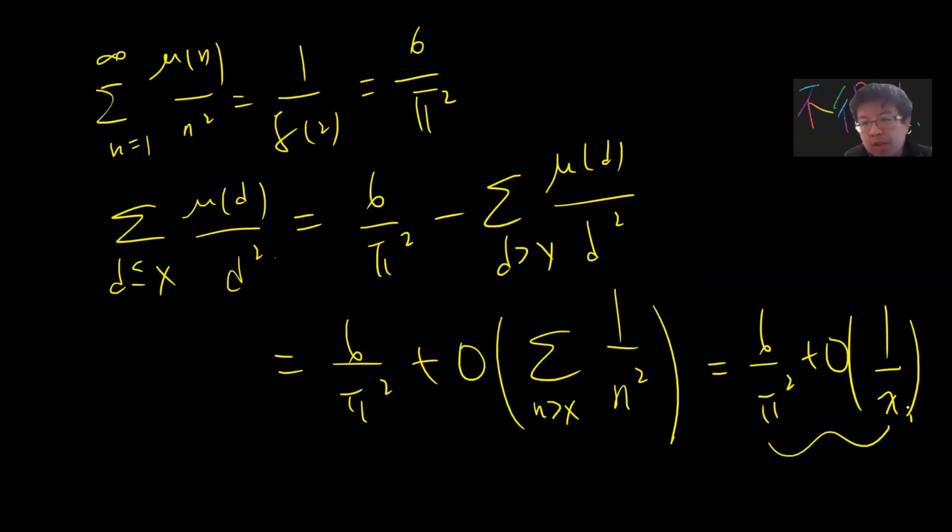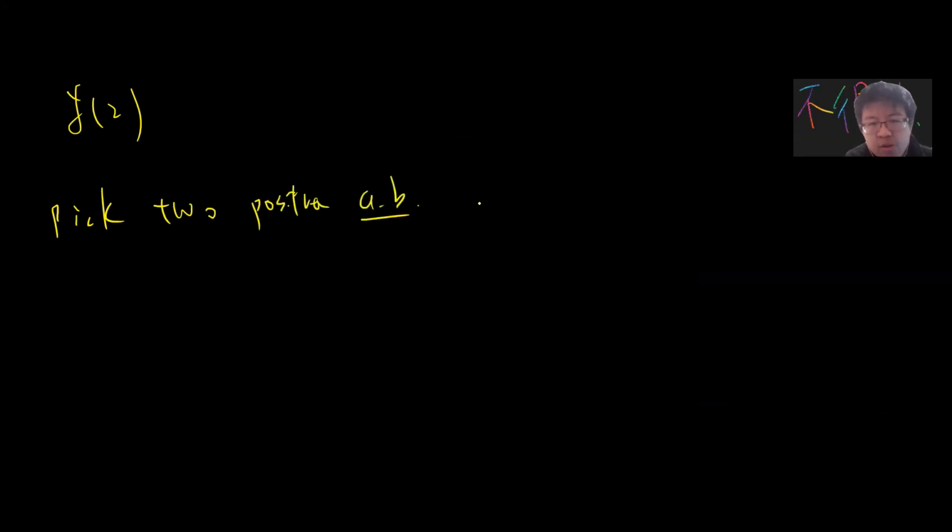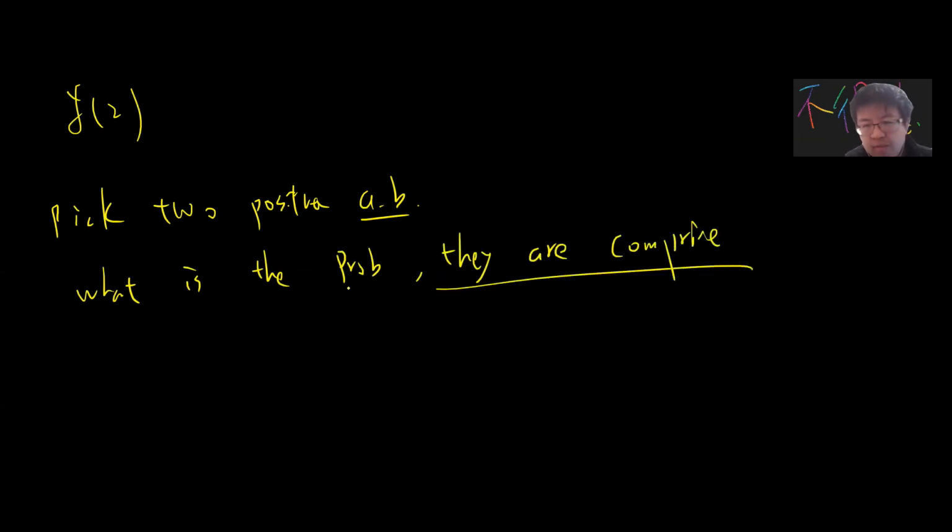Okay, so let me remind you of this a little bit. There's a problem that people like to ask, for some strange interview. The problem is that if you pick two positive integers, A and B, what is the probability that they are coprime? Very stupid question. Okay, so you pick two numbers and ask what the probability is that they are coprime, right?